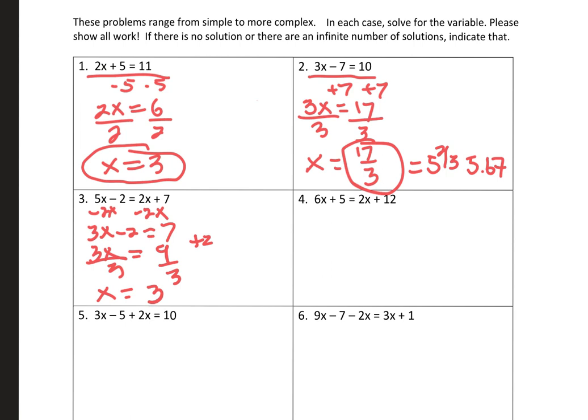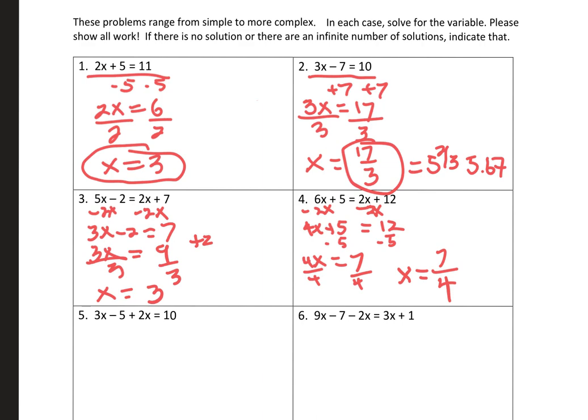Okay, same situation here. So we're going to subtract the 2x from both sides. And what we'll end up with then is 4x plus 5 is equal to 12. We then subtract the 5 from both sides, and that gives us 4x is equal to 7. We divide both sides by 4, and that's going to give us x is equal to 7 over 4.